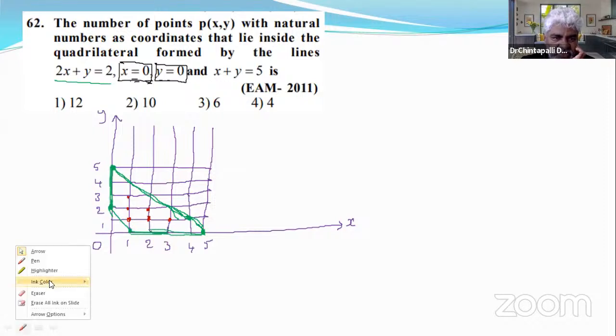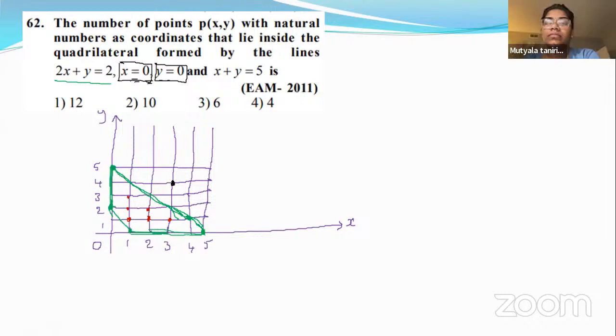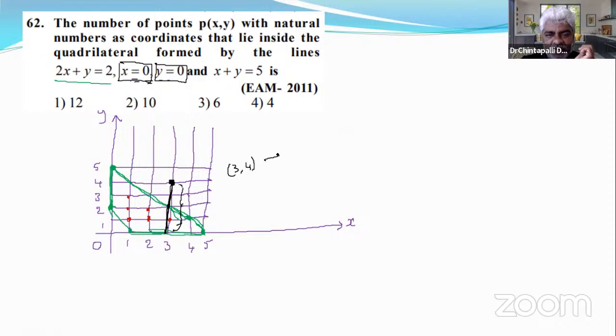I'm asking you one question. What are the coordinates of this point? 3, 4. Very good. What is the distance of this point from the x-axis? I'm asking you, what is this distance? 4, sir. Very good. Distance of (3, 4) from the x-axis is 4.